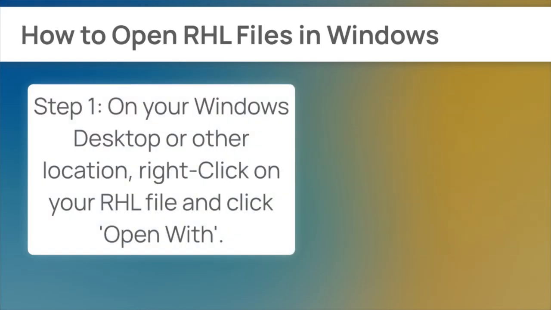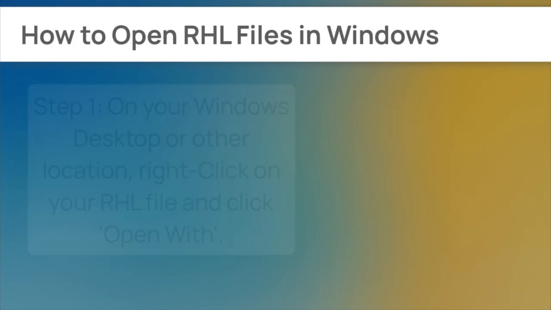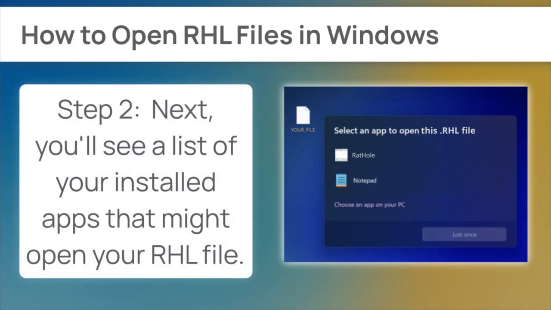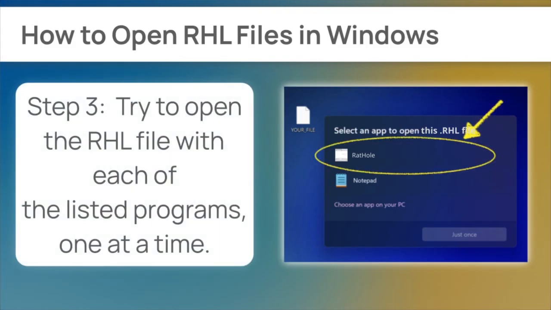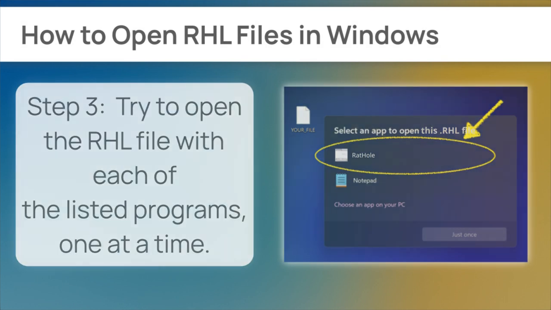For guaranteed results, right-click your RHL file and select Open With. Use RatHole first if it's on your PC. If it's missing, try another application. Finding the perfect reader can take a few attempts.